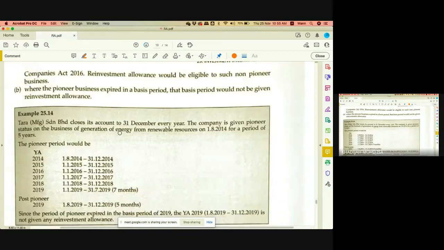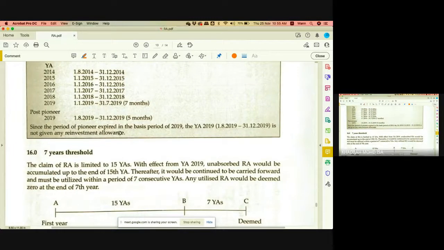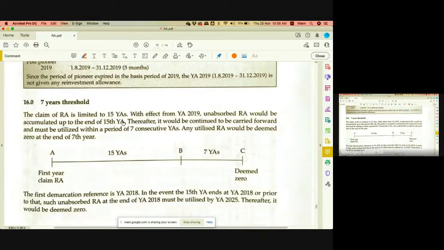So after you complete your pioneer status, only then can you claim for your RA. Okay, this is one important point.